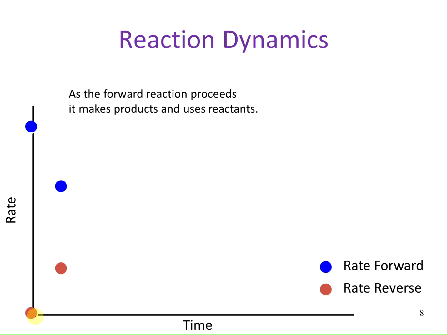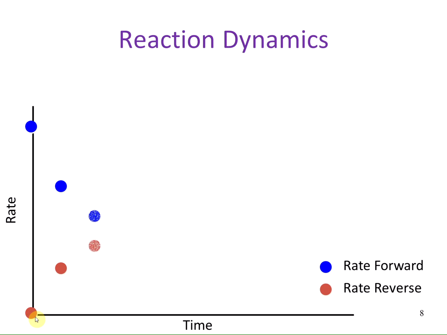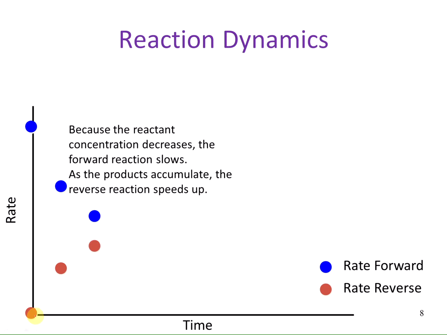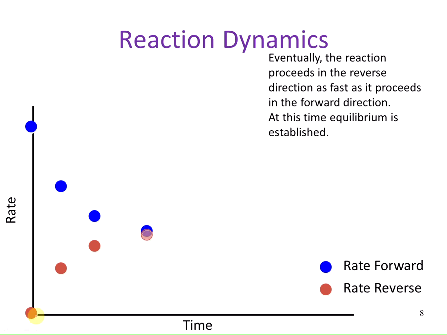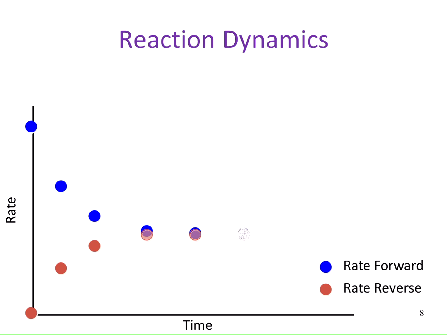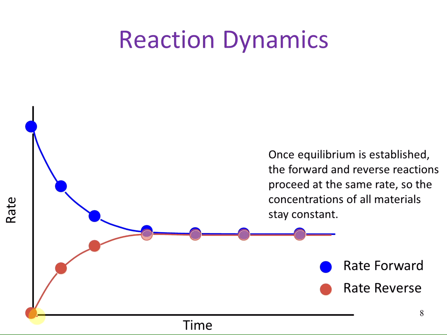As the forward reaction proceeds, it makes products and uses reactants. Because the reactant concentration decreases, the forward reaction slows. As the products accumulate, the reverse reaction speeds up. Eventually, the reaction proceeds in the reverse direction as fast as it proceeds in the forward direction. At this time, equilibrium is established. Once equilibrium is established, the forward and reverse reactions proceed at the same rate, so the concentrations of all materials stay constant.